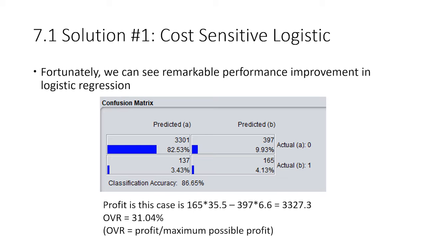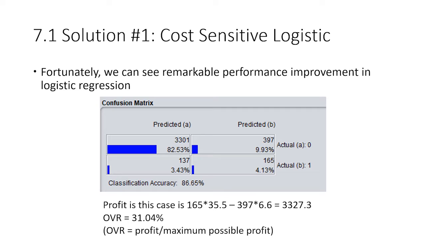But missing a potential customer, which means it's a false negative, is much more costly. So we assign different weights to these two values. And you can see the result of a cost-sensitive logistic regression is like this. The profit in this case is around $3,300, and the OVR is 31%. The definition of OVR is given here.